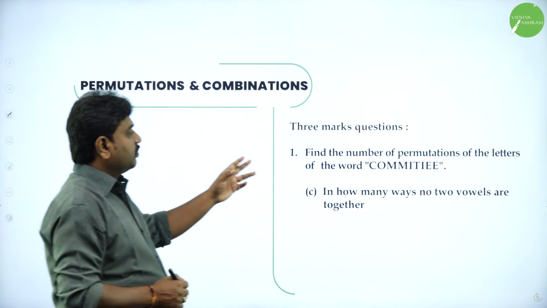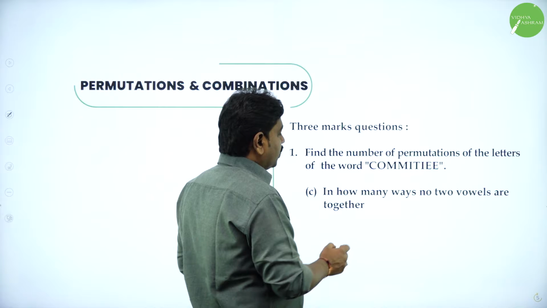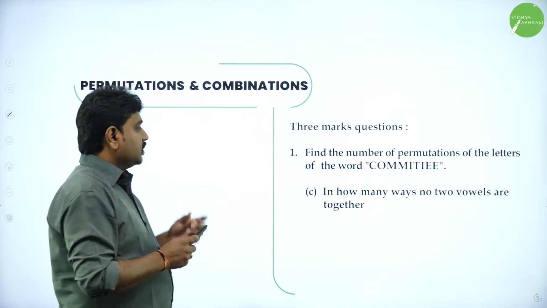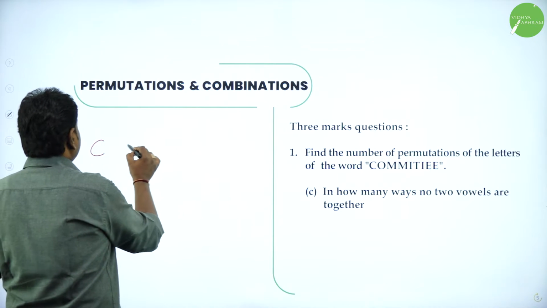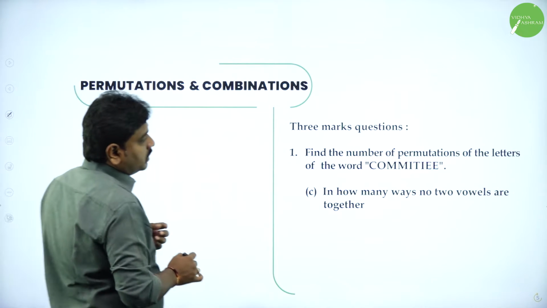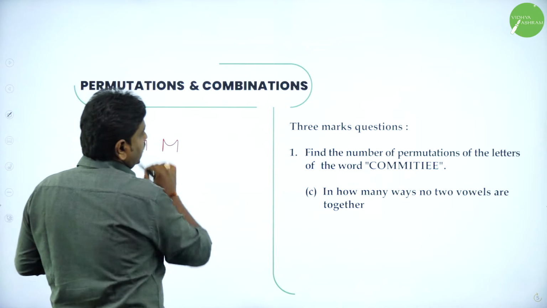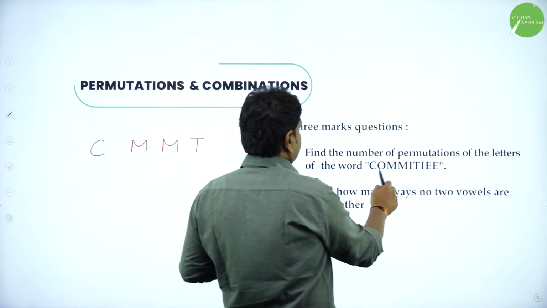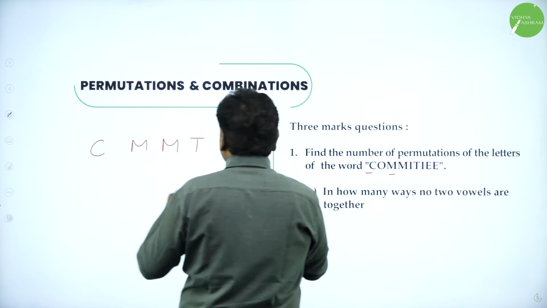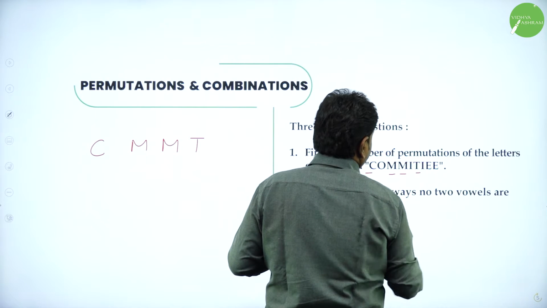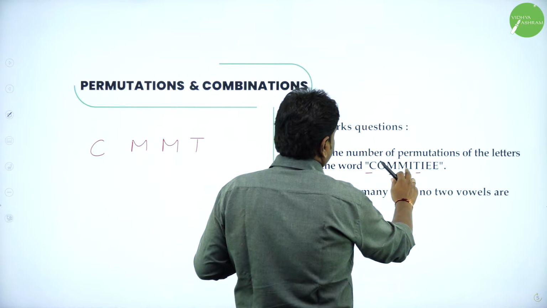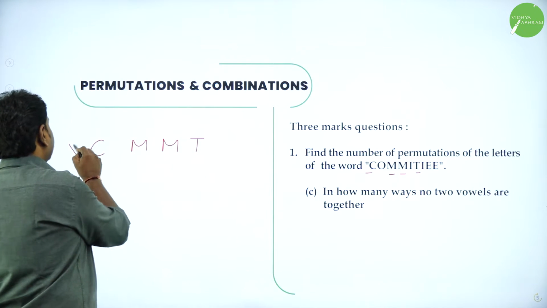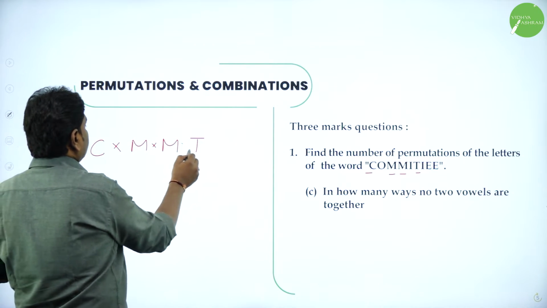Then the number of permutations of the letters of the word COMMITTEE, in how many ways no 2 vowels are together? 2 vowels should not be together. So other than vowels I have C, I have M, and again M, again T. So C, M, again 2 M's are there, yes, and T. 1, 2, 3, 4. 4 letters are there. For 4 letters, we'll have 5 alternate places. 1, 2, 3, 4, 5.